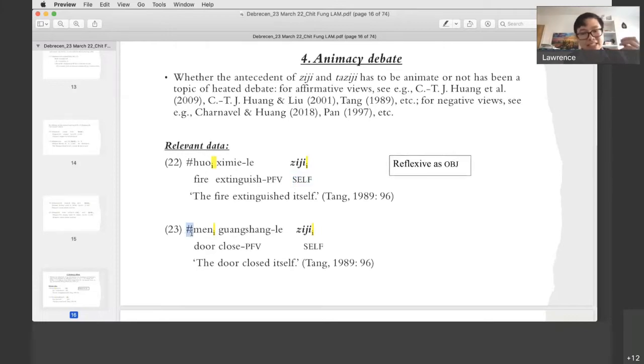At least in Chinese, we can't really say that. So if we just look at examples 22 and 23, we don't really use self, or complex self, to refer to an inanimate entity, especially when the reflexive is an object in the sentence. We notice that in these two sentences, they occupy the object position.